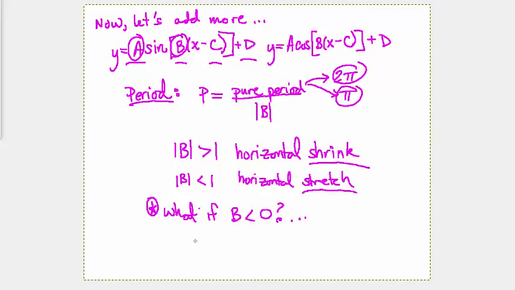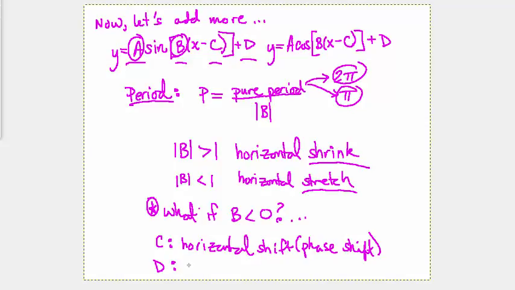Notice two more letters in these general forms up here that I have not mentioned yet, C and D, both for sine and cosine. Those will do the following. C does a horizontal shift. That's also known as a phase shift for these periodic functions. And D does a vertical shift.